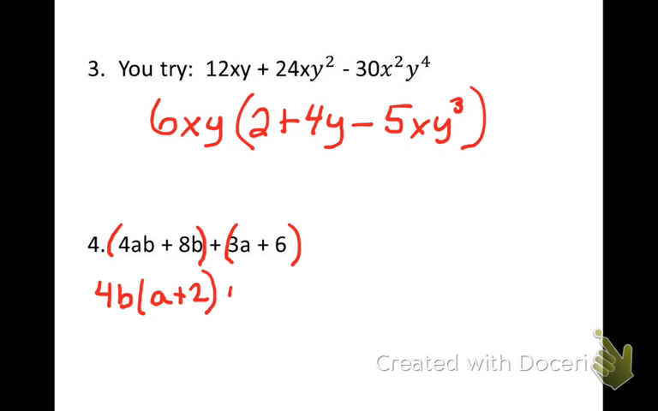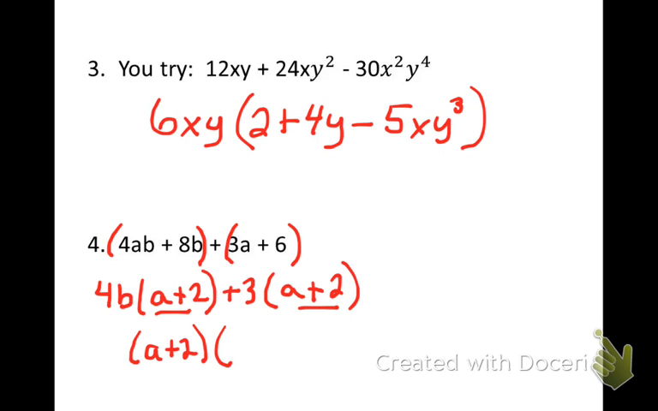This next one I have a 3 in common, and watch your sign, it is a positive, so it's not hard here, but eventually we'll have some troubles with signs, I'm afraid, and it leaves us with a plus 2. Well, now you should notice that there is a common binomial. So I'm going to factor that a plus 2 out. If I factor it out of this first term, it leaves me a 4b.